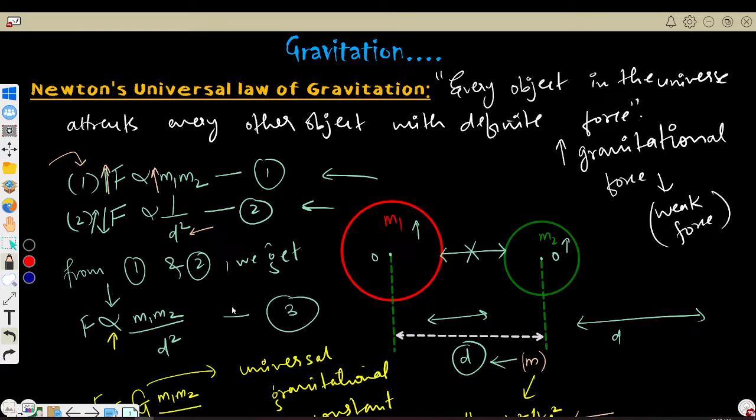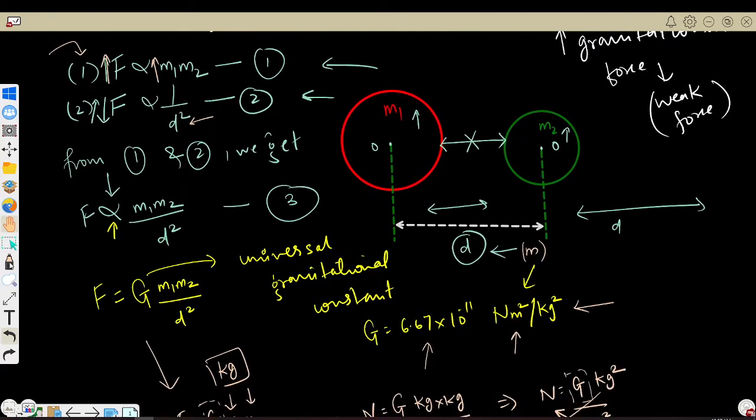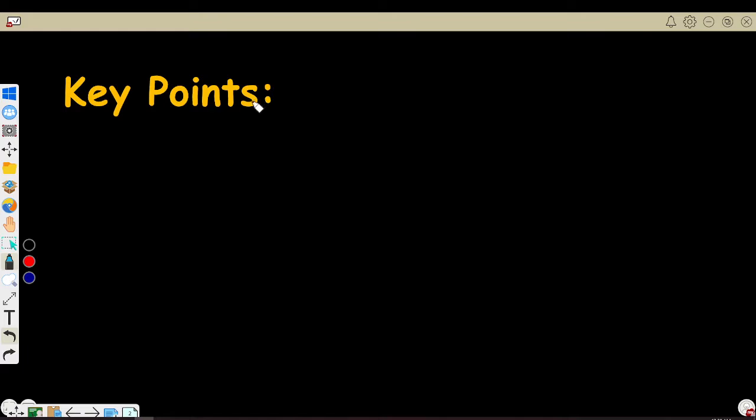Now if you combine both the equations, you end up having this relation: F is directly proportional to m1 m2 divided by d square. To remove the proportionality sign, the rule is we introduce a constant, and that constant is nothing but your universal gravitational constant, whose value is 6.67 into 10 raised to minus 11. So I hope this is clear to you what is Newton's law of gravitation. Now there are some key points that we derive from Newton's universal law of gravitation.